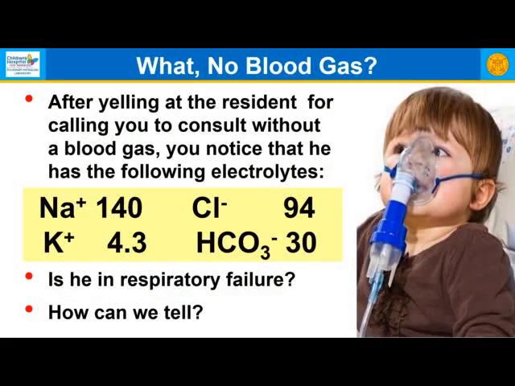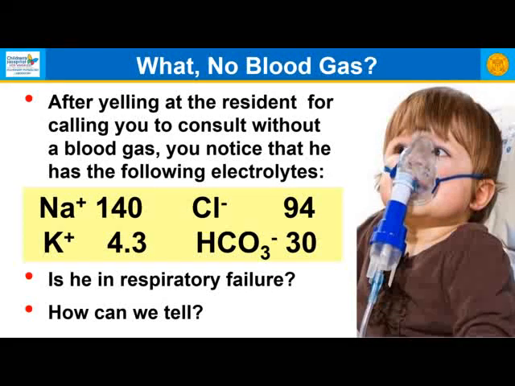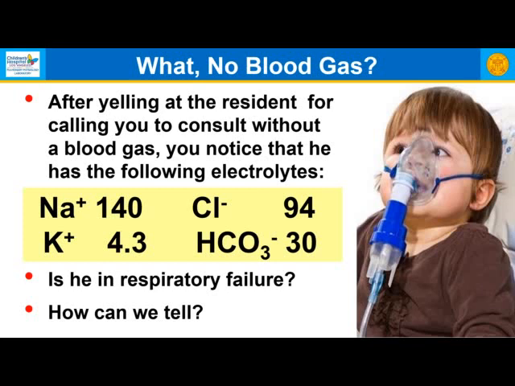After yelling at the resident for calling you to consult without a blood gas, not that we would ever yell at a resident, you notice that the patient has the following electrolytes: sodium of 140, K of 4.3, chloride of 94, and bicarb of 30. Is he in respiratory failure, and how can we tell?